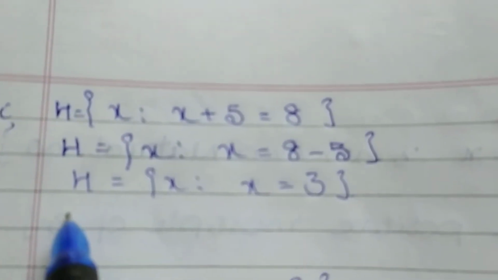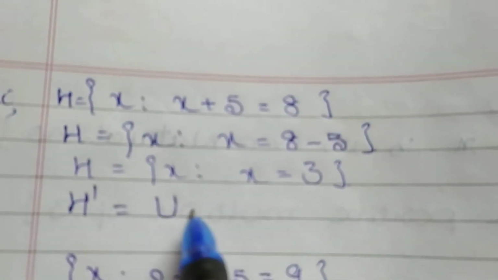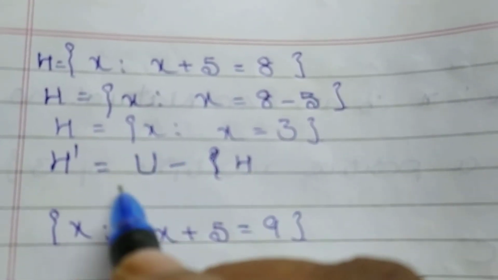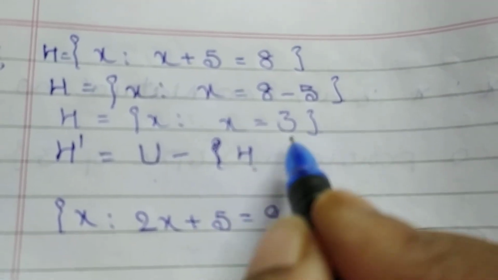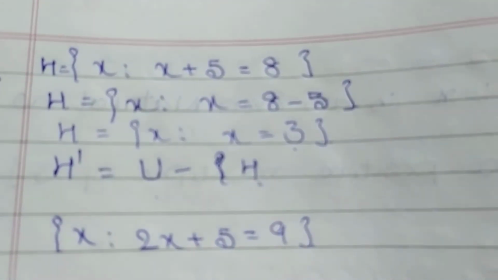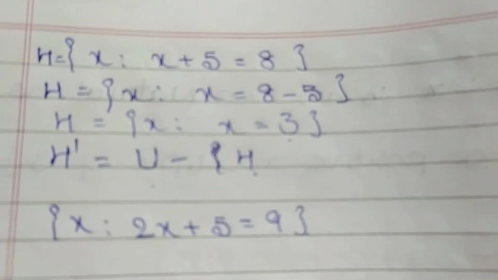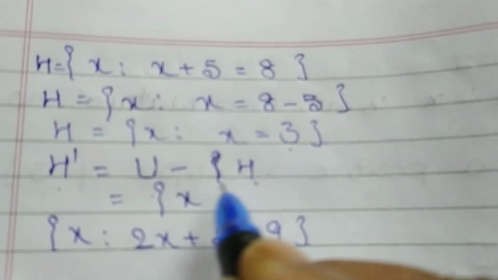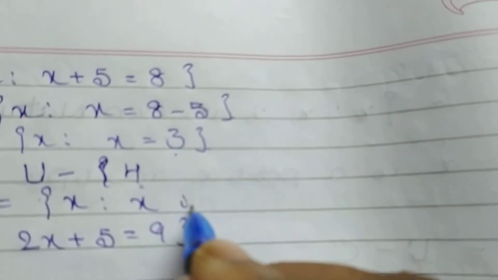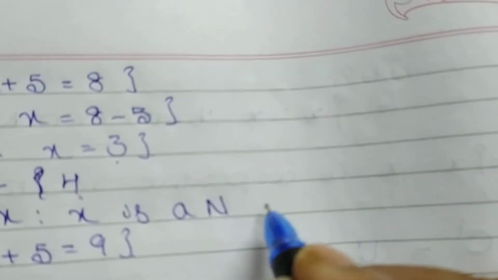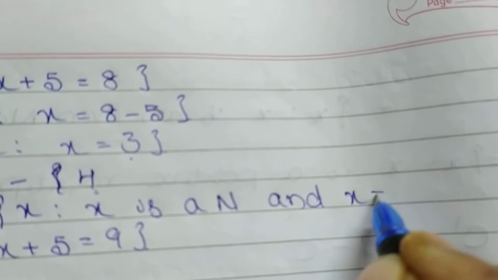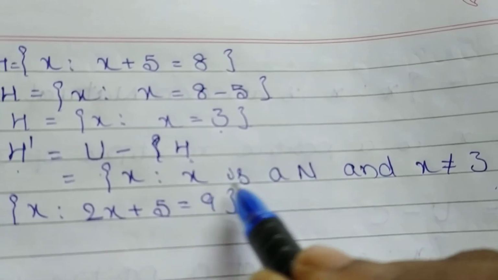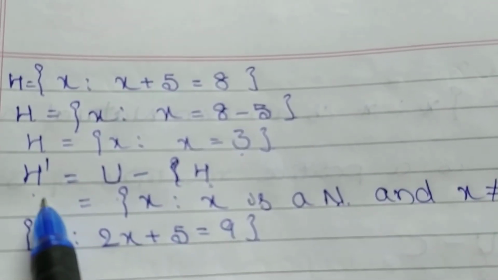If I want the complement of this set, from the universal set I remove H. U is the set of all natural numbers. From that, I should remove H. H is nothing but 3. So, from 1 to infinity, if I remove that 3, I can write this as x such that x is a natural number and not equal to 3. Other than 3, whatever number comes in the natural numbers will come under its complement.